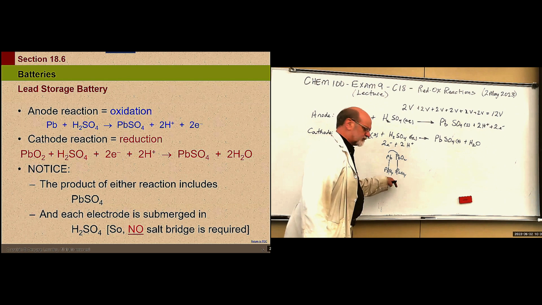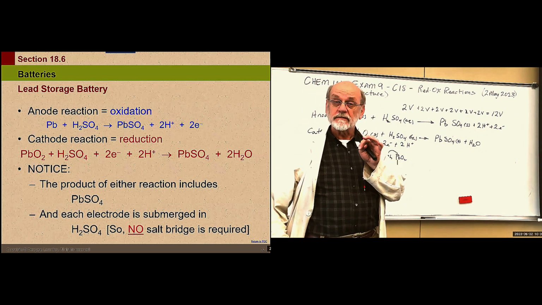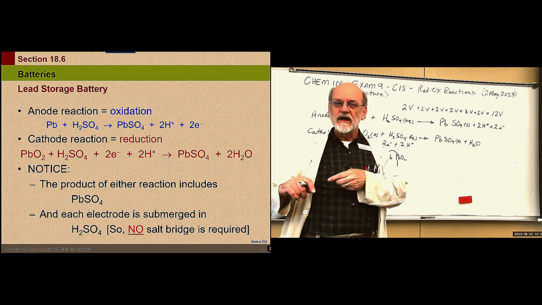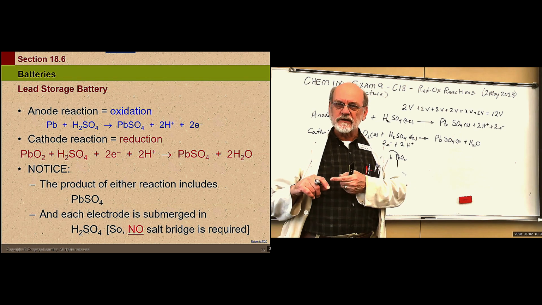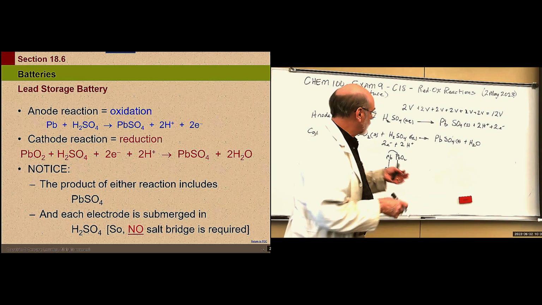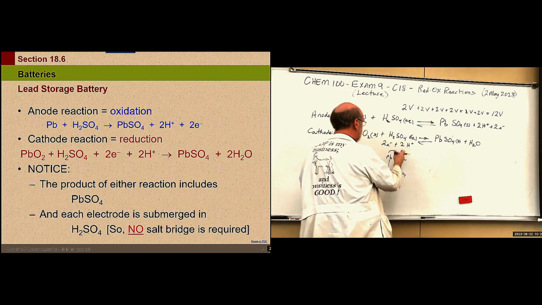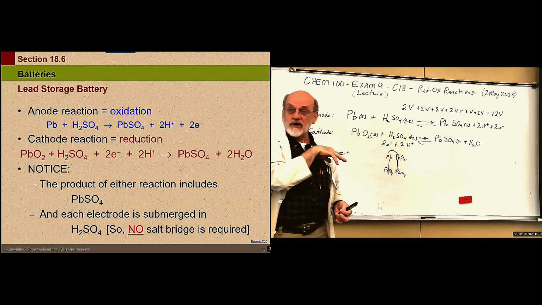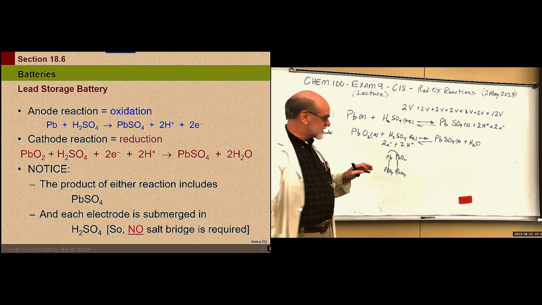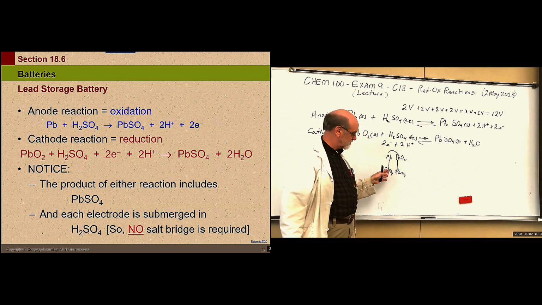Okay, here's the problem. The alternator that's connected to your engine, when your engine starts running, produces a current that is converted from alternating to direct current. And then that current is used to drive these reactions backwards and rebuild those electrodes. Okay? When it does that, it happens at the plates. Those reactions occur at the plates.